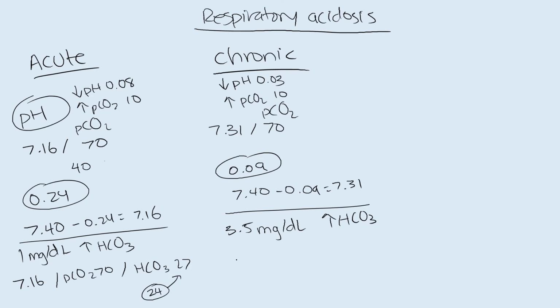But in a chronic respiratory acidotic patient, it's going to be 7.31 with a PCO2 of 70 and a bicarb increase of 3.5 times 3, which is 10.5. So 24 plus 10.5, they should have a bicarb level of 34.5.